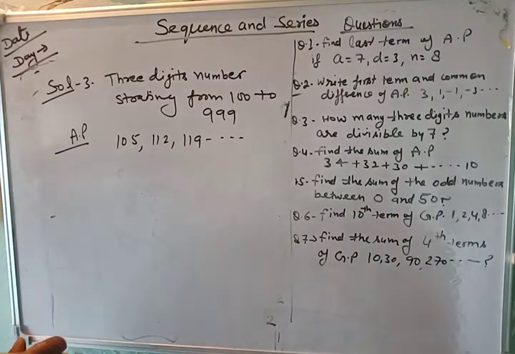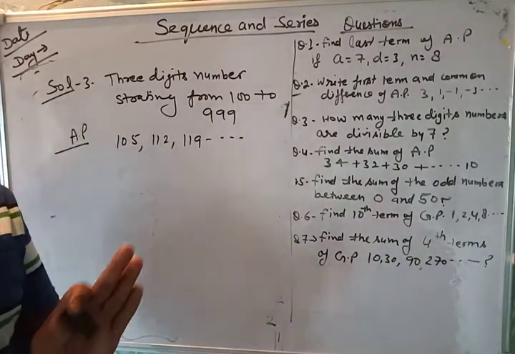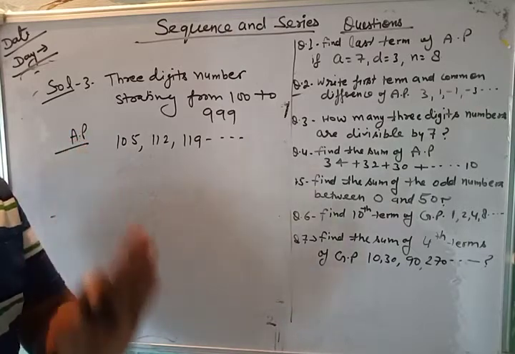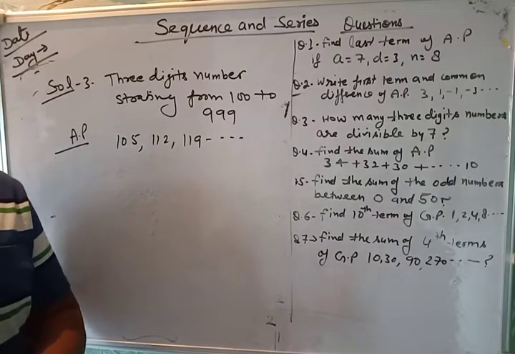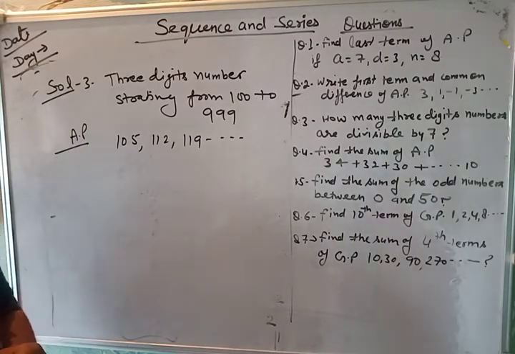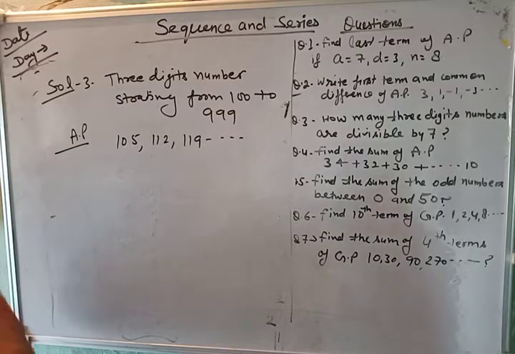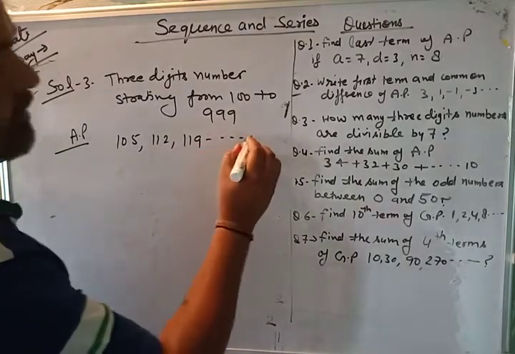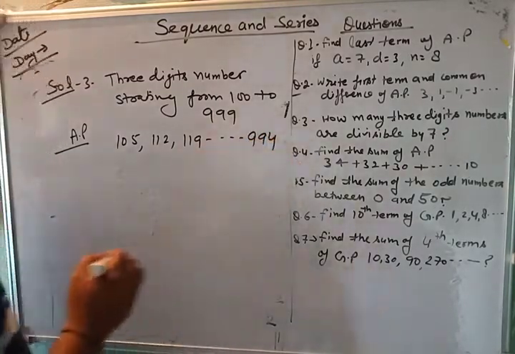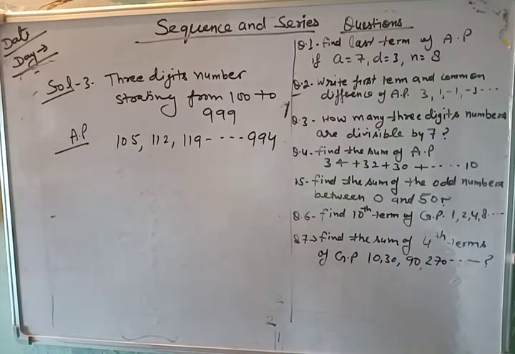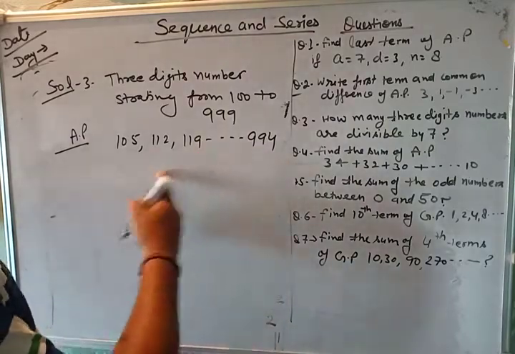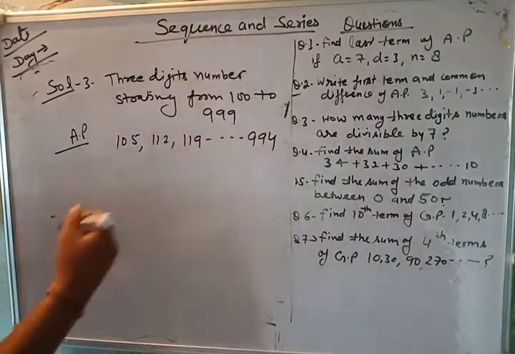999 is not, 998 is not divisible by 7, 997 is not divisible by 7, 996 is not divisible by 7, 995 is not divisible by 7, but only 994 is divisible by 7. So it means we will get an AP, arithmetic progression.